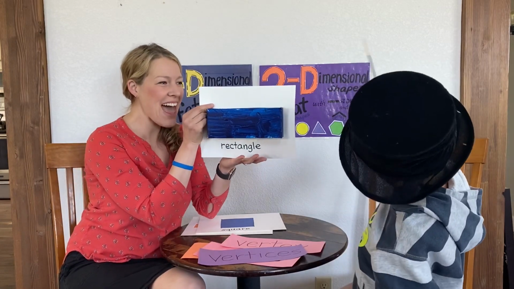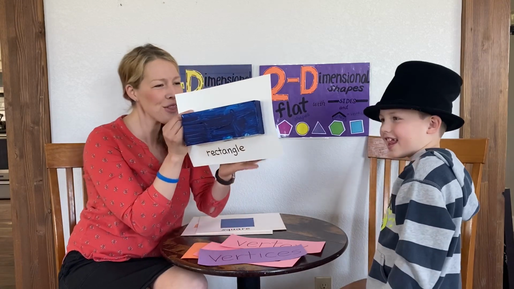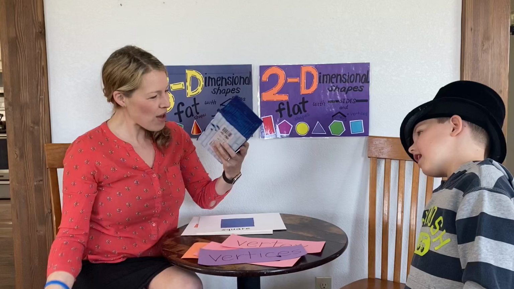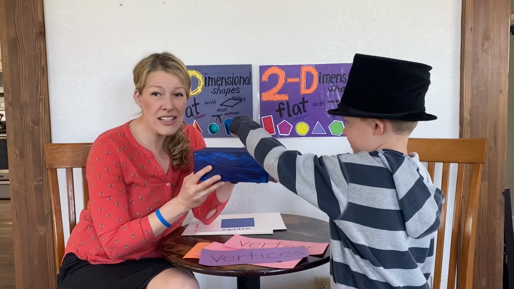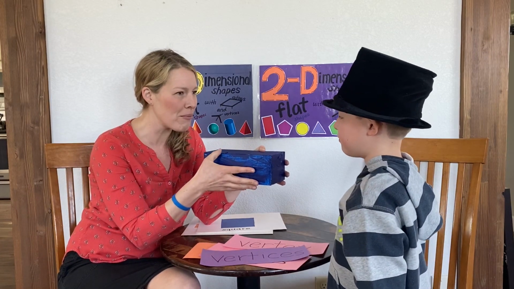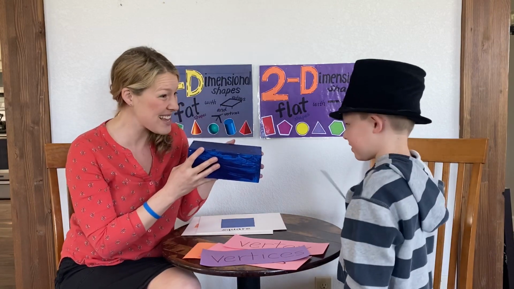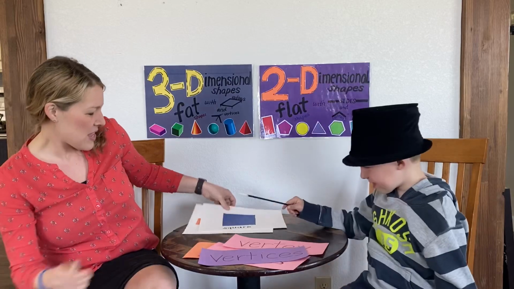Whoa! Look at that! Everybody take a look. It went from 2D to 3D. And wow, I'm gonna pull this out. Wow, this is a three-dimensional shape too. This is called a rectangular prism. Say rectangular prism. Rectangular prism. Wow, so we turned that into 3D. Pretty cool. 3D. Let's try another one.